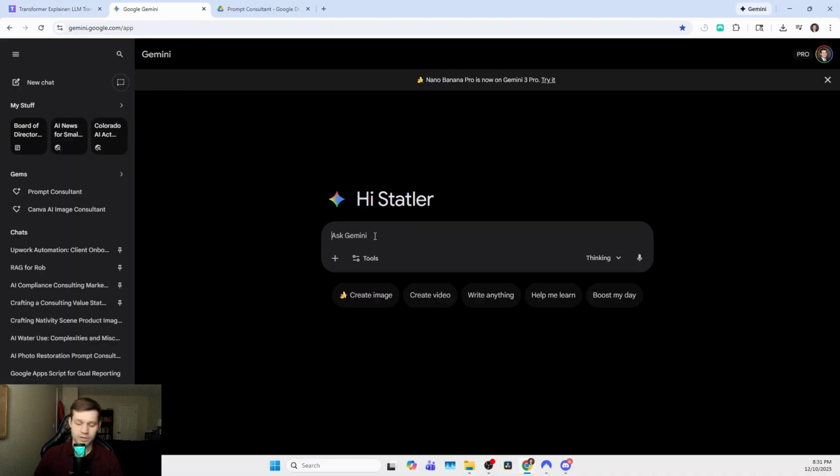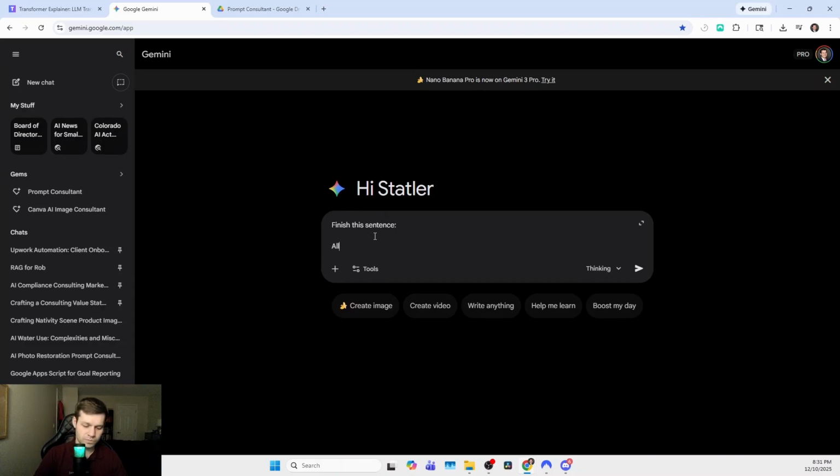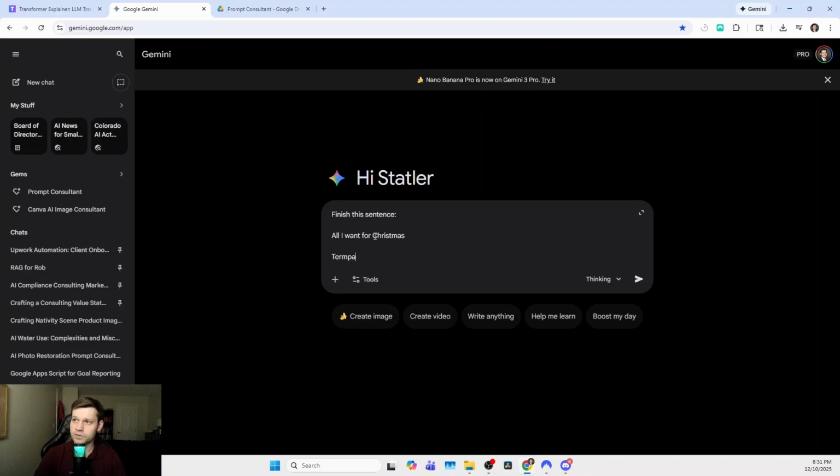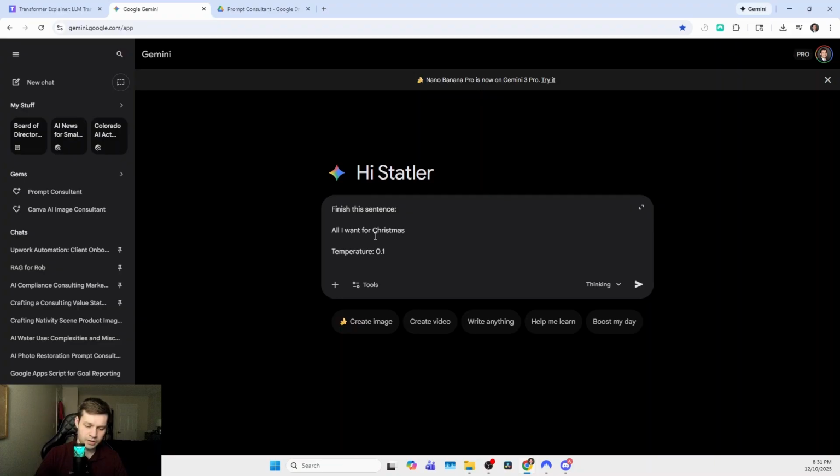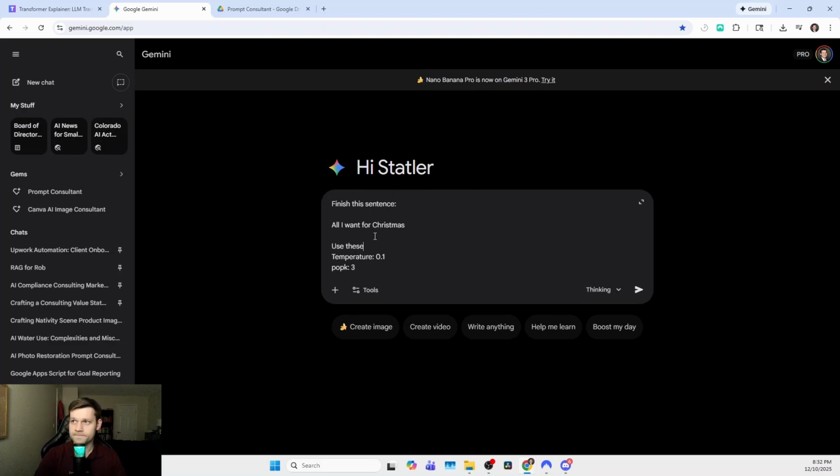So for example, let's say finish this sentence: "All I want for Christmas." Now let's do temperature set to 0.1. What is it? Top K set to 3. So we don't want many options to choose from. We always want to choose the most obvious one. So we use these model settings.